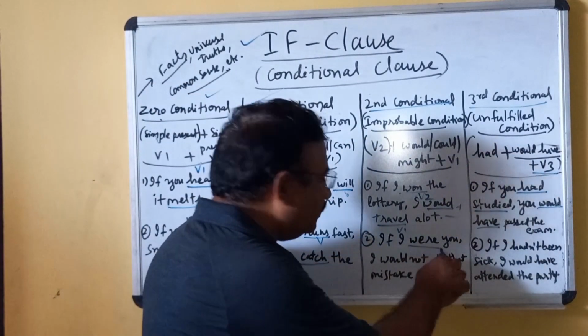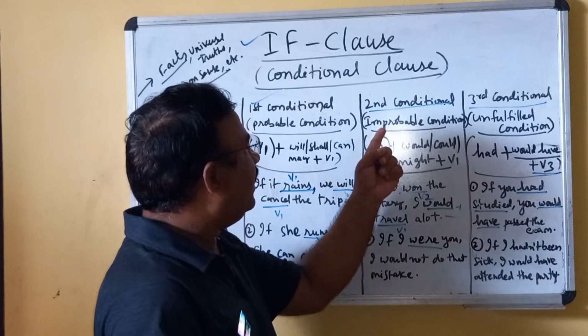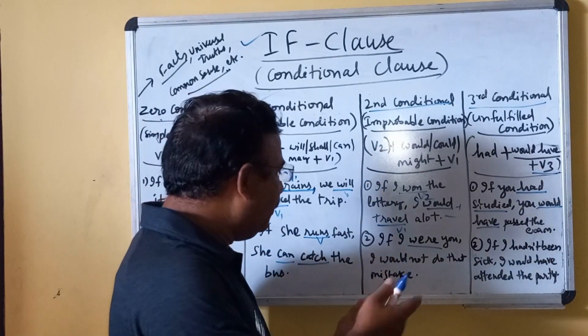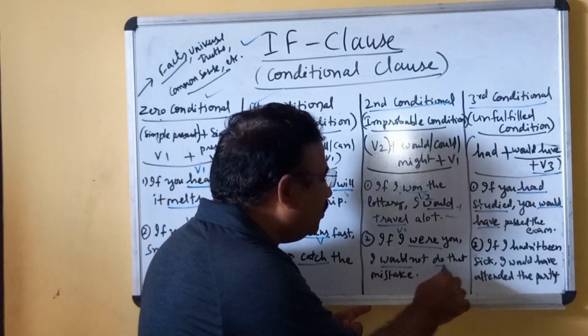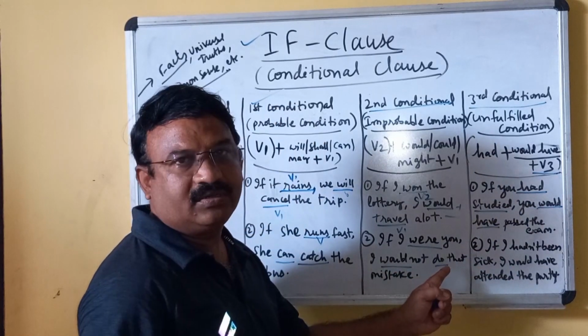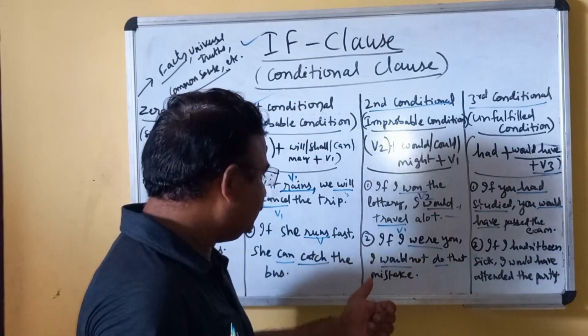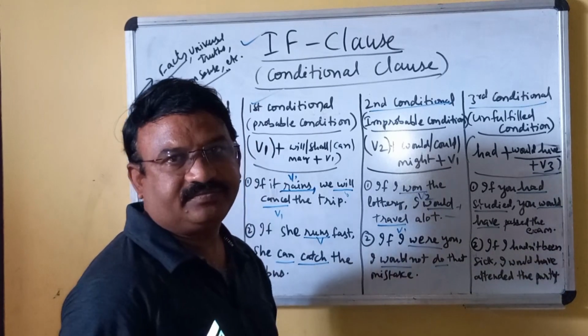And one more example of the second conditional. If I were you, improbable. If I were you, I would not do it. Would plus not do it. I would not make that mistake.